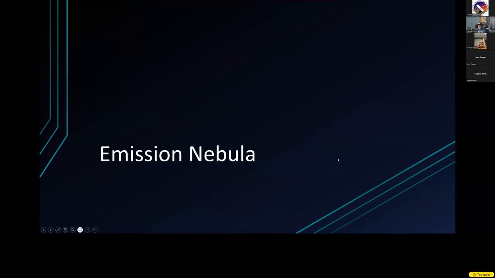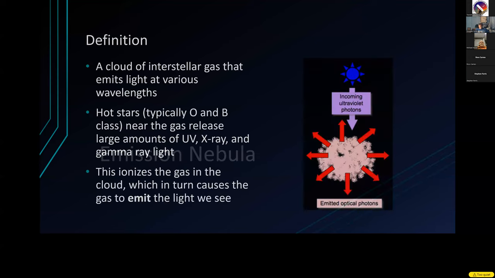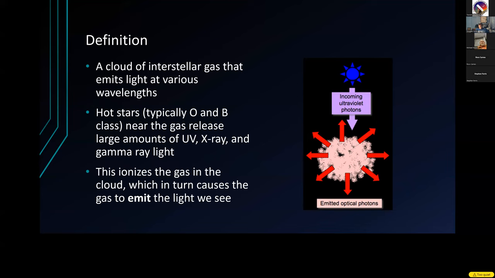So first off, we're going to start with emission nebulas. All nebulas, by certain definition, are large collections of gas and dust that can stretch up to many dozens of light years in size and density. So you'll see that recurring through all of these slides. What distinguishes emission nebulas from the other categories is that the gas in emission nebulas is being ionized by young, bright stars near the nebula.